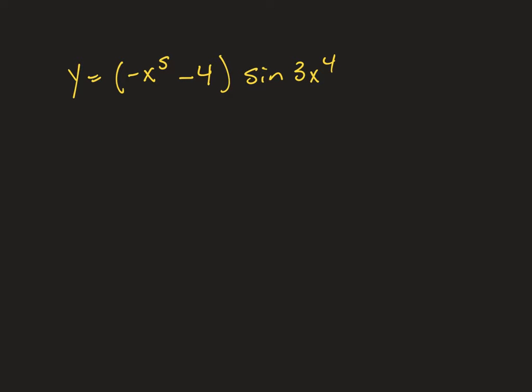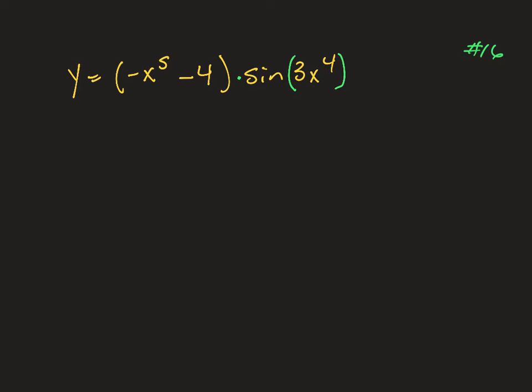I had a request for problem number 16 on our second practice exam. This is a product rule problem that also includes a chain rule. Hopefully you can see that this is the product of two functions. Negative x to the fifth minus 4 is the first factor, and then sine of 3x to the fourth is the second factor. Remember that when there's just one term, sometimes they leave off the parentheses, but they're implied.